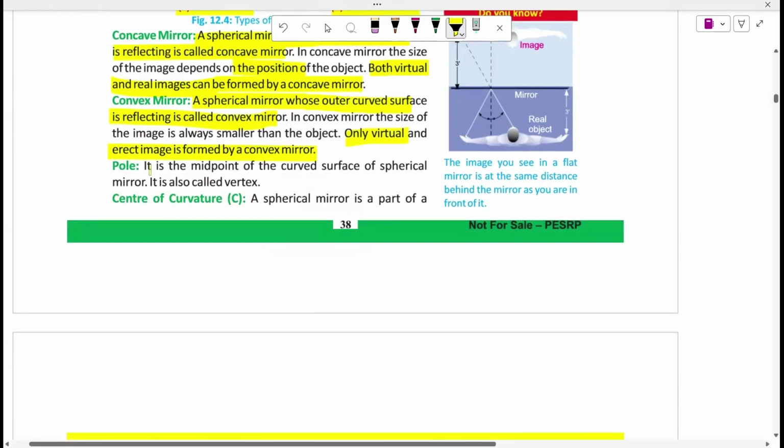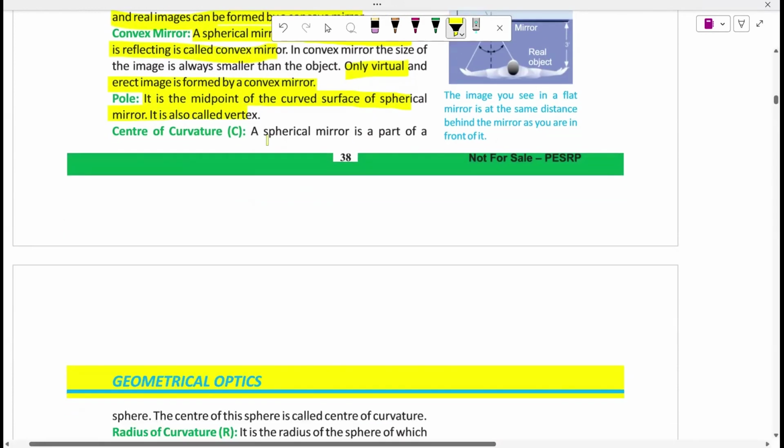That we'll discuss in detail. Pole, हमारे पास क्या था? Midpoint of the curved surface of a spherical mirror. It's called vertex, and curvature क्या था?